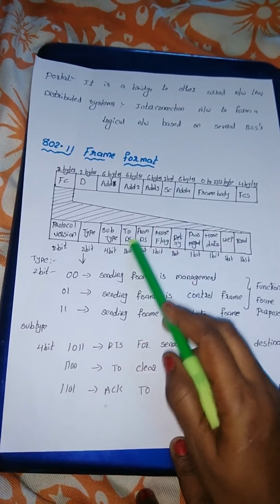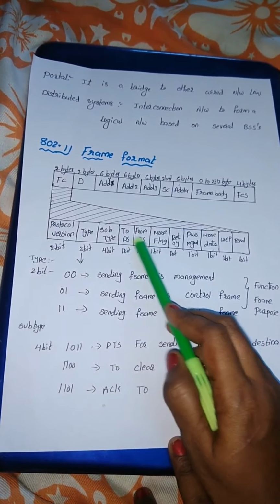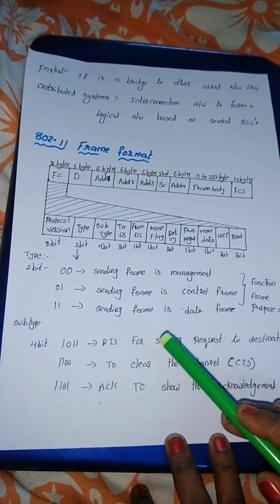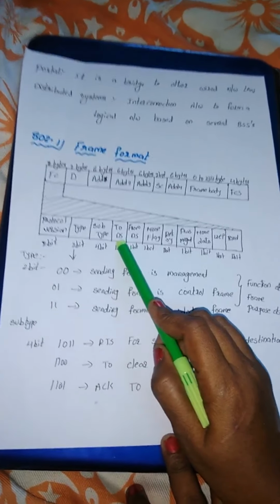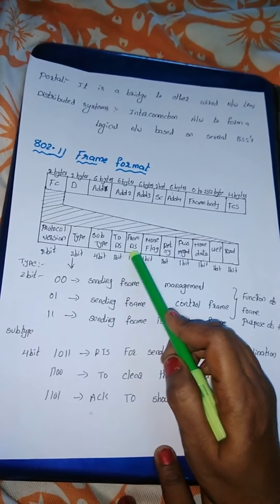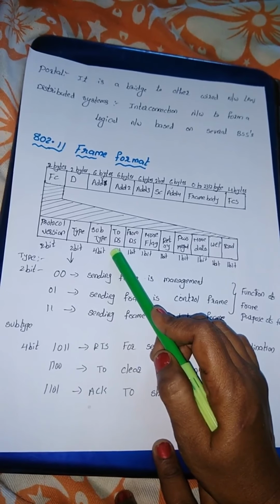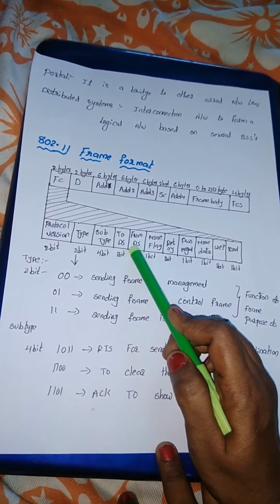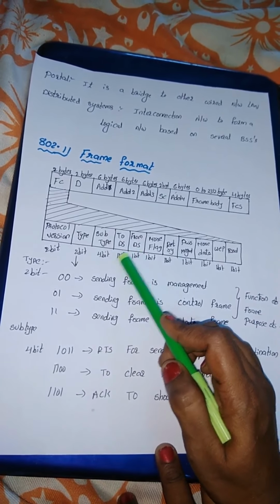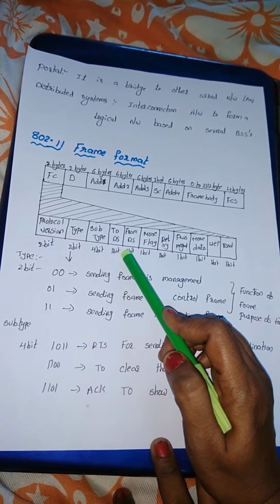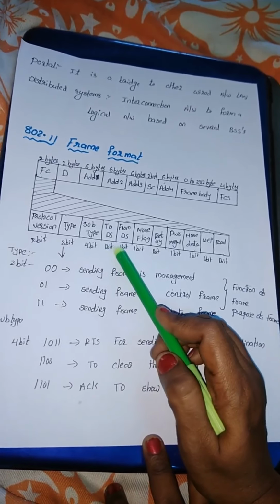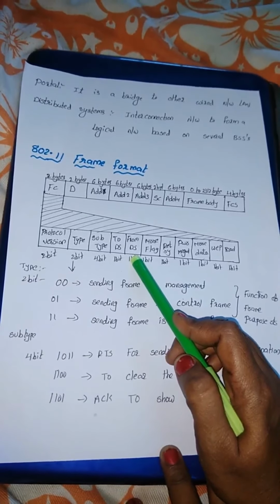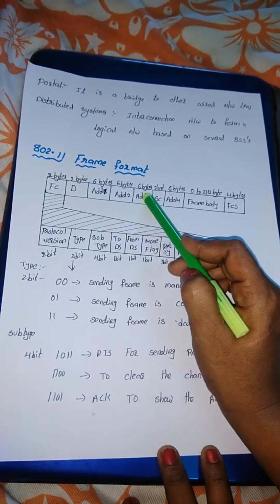Now coming to To DS and From DS, suppose while sending data, if To DS and From DS are represented as 00, it means the data is coming directly from BSS to BSS. If it is 01, the data is coming from AP to BSS. If it is 10, the data is coming from BSS to AP. If it is 11, the data is coming from AP to AP. So this is about the address representation.